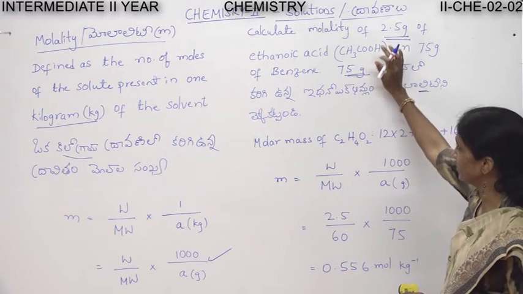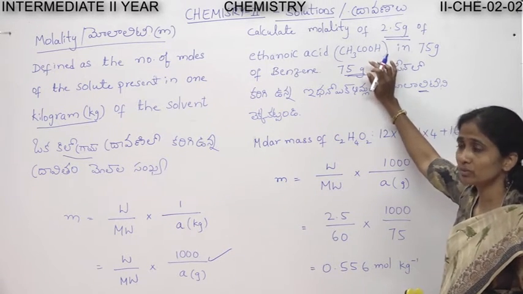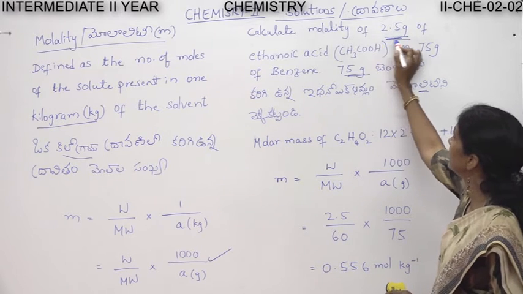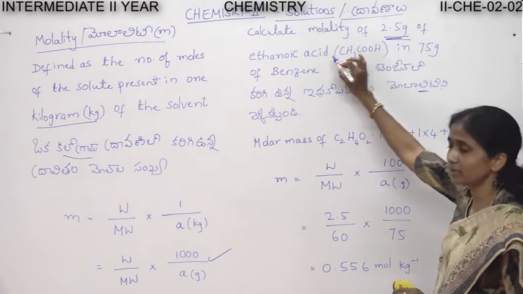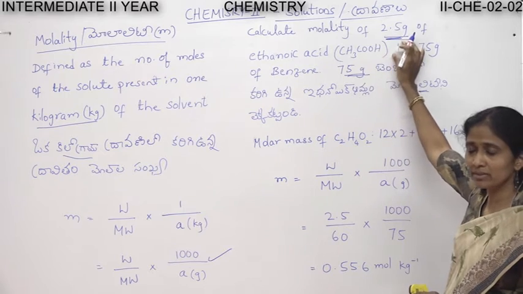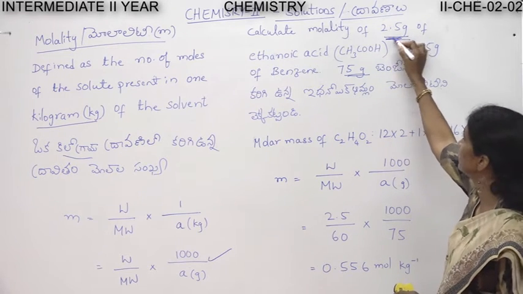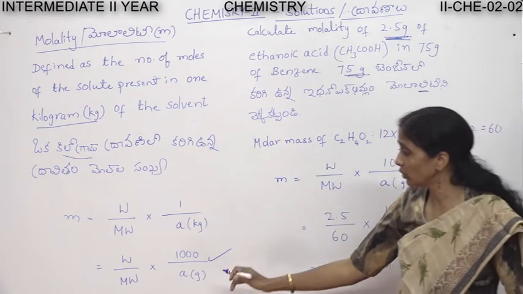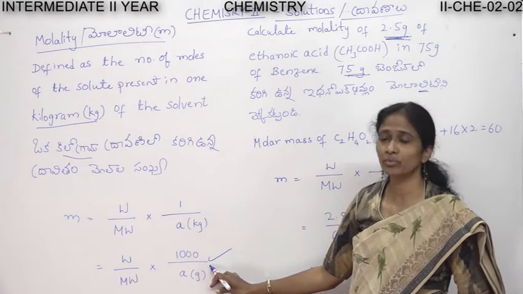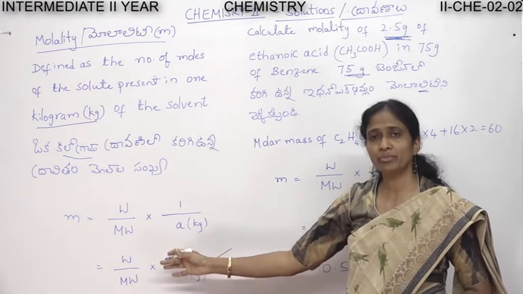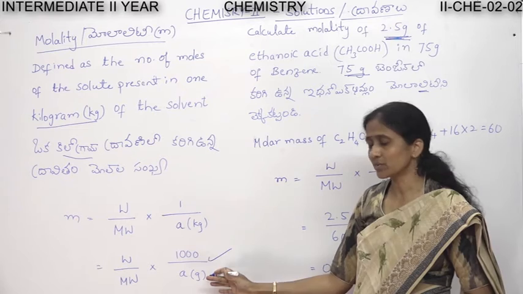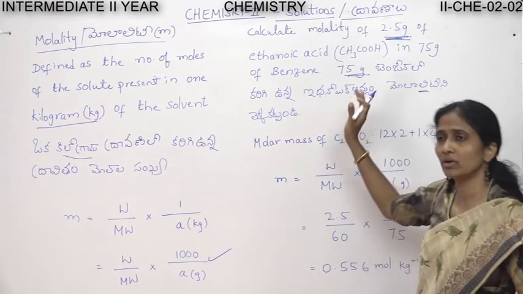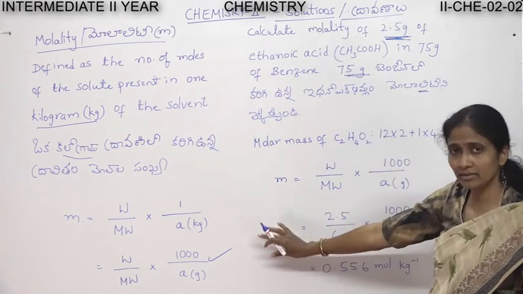See, when we look into the problem, so what is there? It is in grams. See, calculate molality of 2.5 grams of ethanoic acid. So that means in the problem you can find the numerals in grams. So automatically we go with this formula. What is that formula? Weight by molecular weight into 1000/A in grams. So the numbers, all this we substitute in this equation.